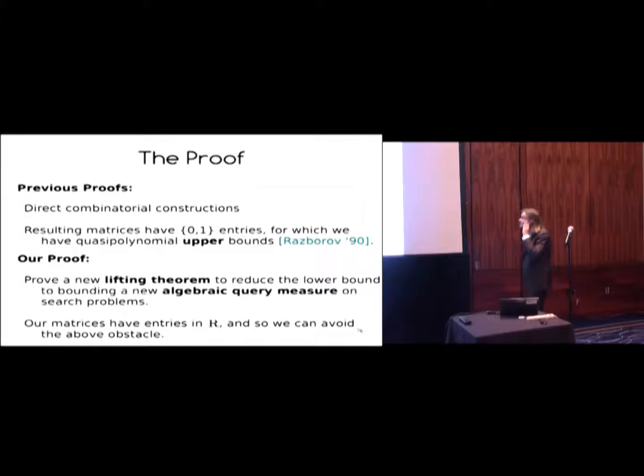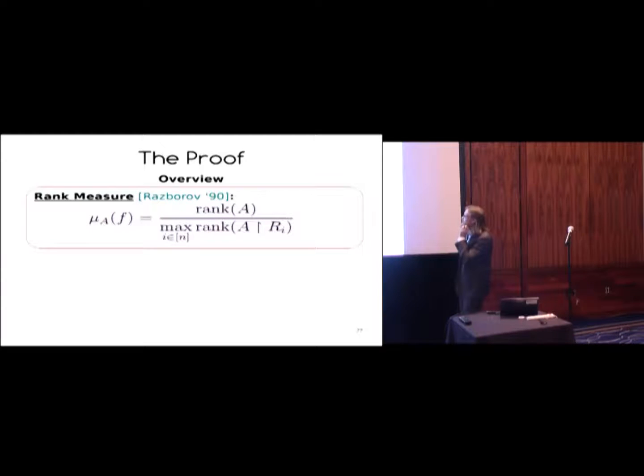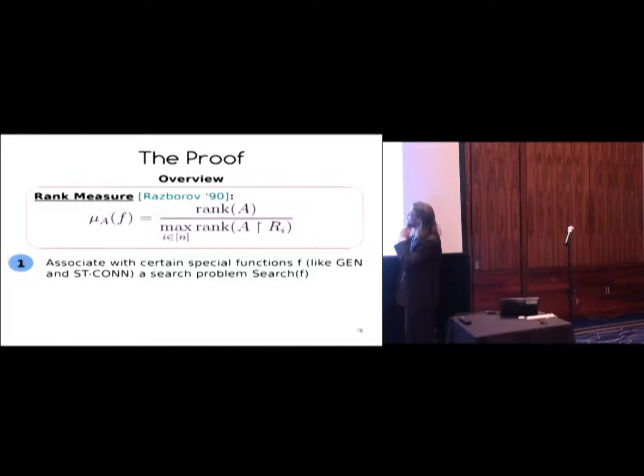Okay. So in the time that I have left, maybe I'll talk about the proof in a little bit more detail. So here's this funky measure. We want to come up with a way of constructing this special matrix. So the first thing to do is to say, well, we know that with certain special functions f, we can associate a very natural search problem. Don't worry about how to do this. This is well known in the literature.